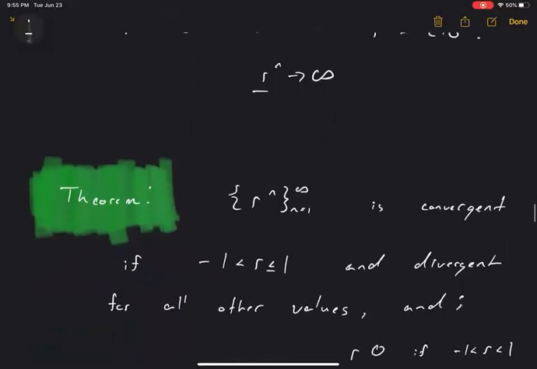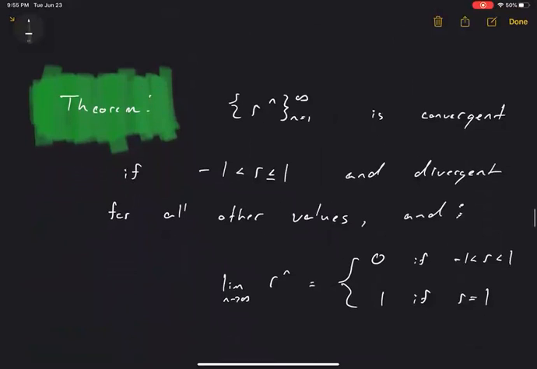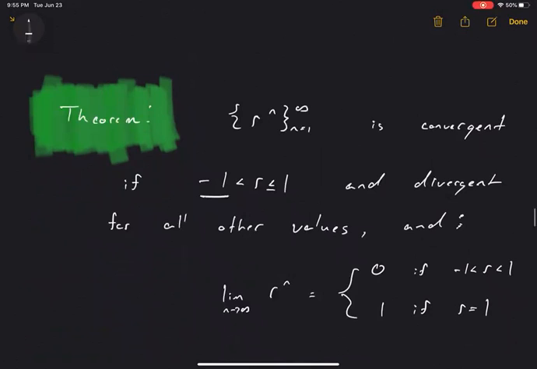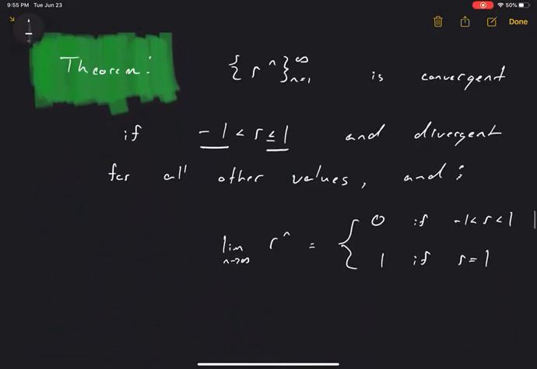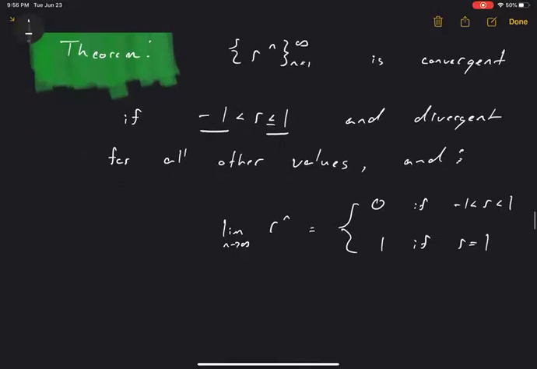All right, so the end result is the theorem. I've kind of given some justification for you. If we have this sequence, r to the n as n goes to infinity, that's going to be convergent if r is greater than -1 and less than or equal to 1. And it's going to be divergent for all other values. And now let's look at the convergent values of r. This sequence is going to converge to 0 if r is in between -1 and 1.